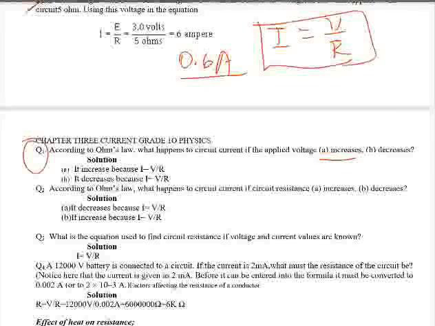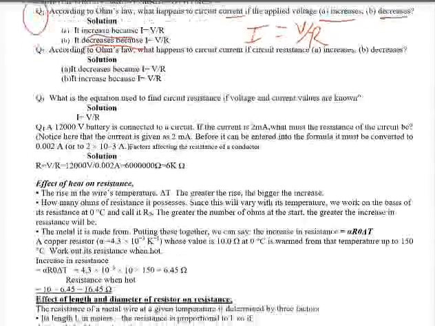As I said, the current I is equal to V over R. From this equation, if the voltage doubles, the current also doubles. If the voltage increases, the current also increases. Therefore, if the voltage is increased, the current will increase. And if it is decreased, it also decreases. You must see the other relationships depending on this equation.